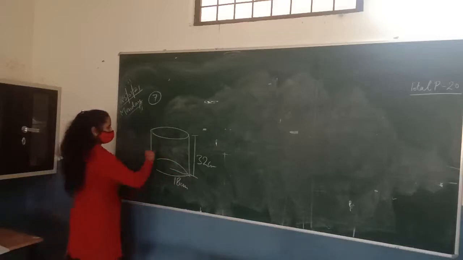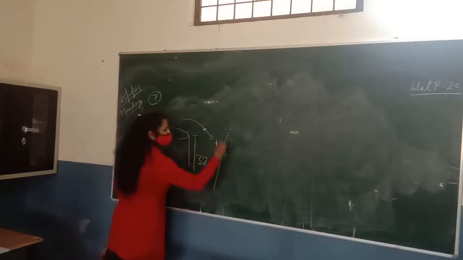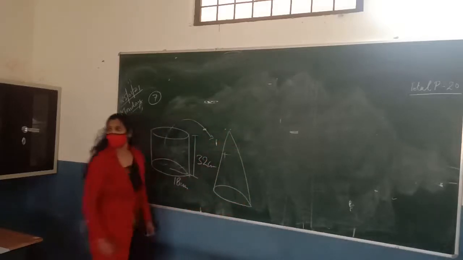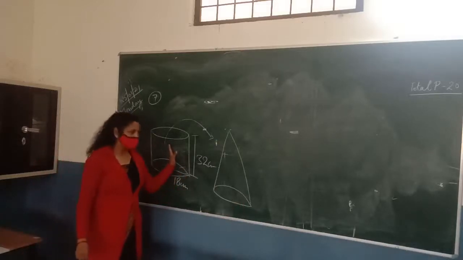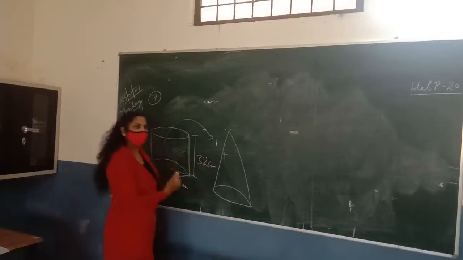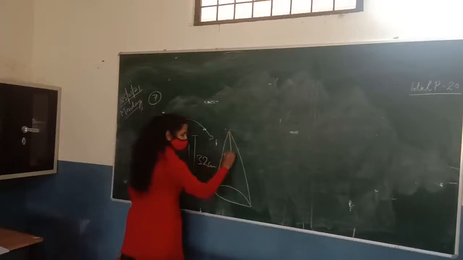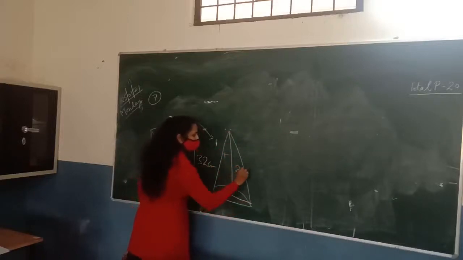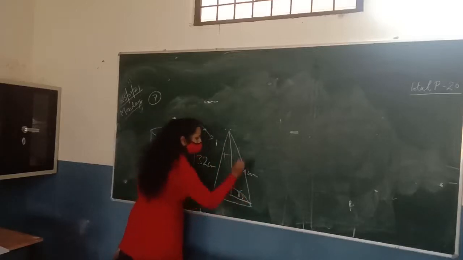This bucket is emptied on the ground and a conical heap of sand is formed. We are going to empty this container and make a conical heap of the sand. The height of the conical heap is 24 centimeters. You have to find the radius and the slant height.